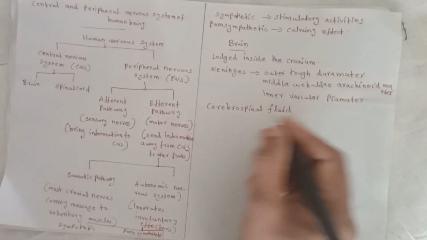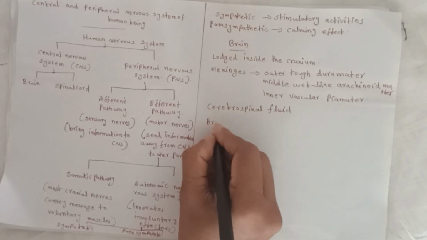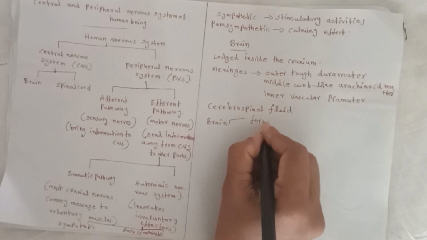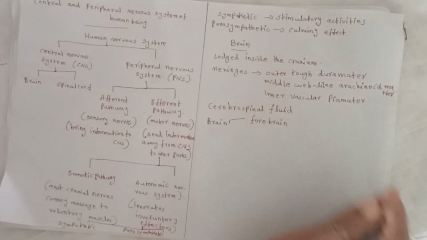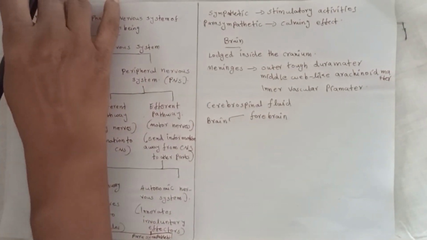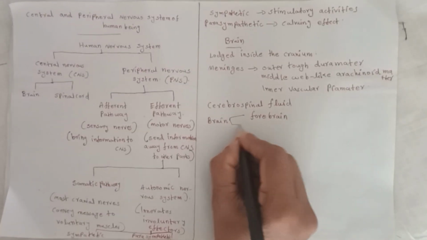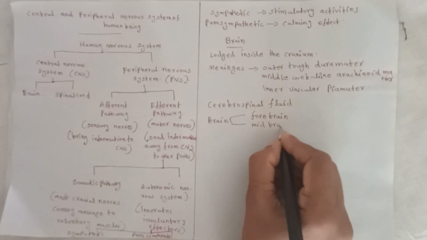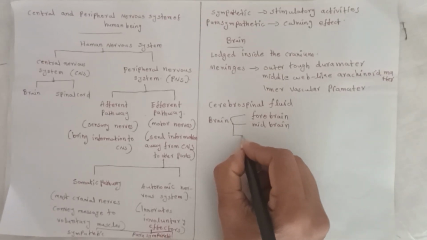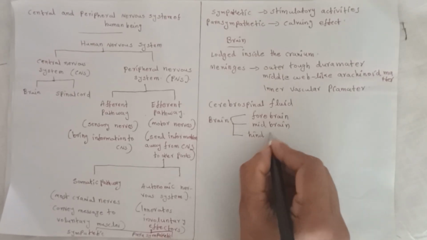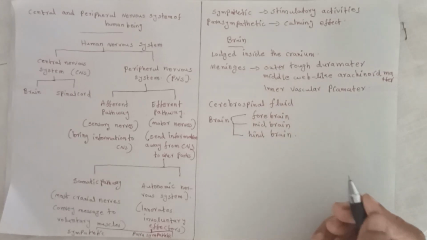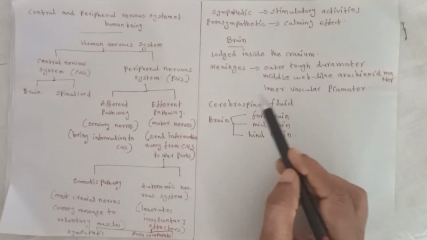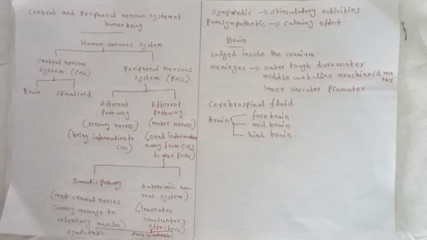The brain consists of 3 regions: forebrain, midbrain and hindbrain. The brain consists of mainly 3 parts: forebrain, midbrain and hindbrain.